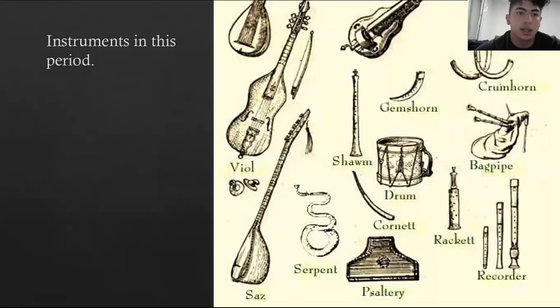In the next slide, we can see that in the Renaissance period, new instruments were distinguished, for example the harpsichord, the clavichord, the viol, the lute, the rebec, lyre, guitar, recorder, cornet, trumpet, trombone, also known as a sackbut, the tambourine, and the transverse flute.